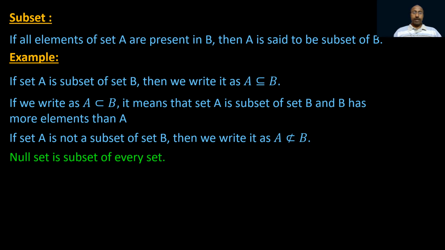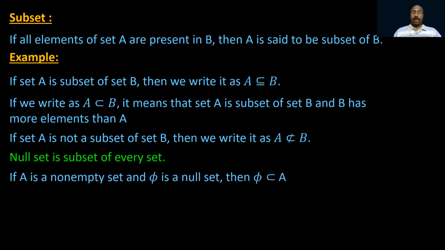Now, the null set is a subset of every set. Null set means empty set. The empty set is a subset of every set, because we know that there are no elements present in the null set. So obviously every element of the null set is present in every non-empty set. So the null set is a subset of every set. That is, if A is a non-empty set and phi is the null set, then we write phi ⊂ A. In that way, every set has at least one subset in the form of the null set.